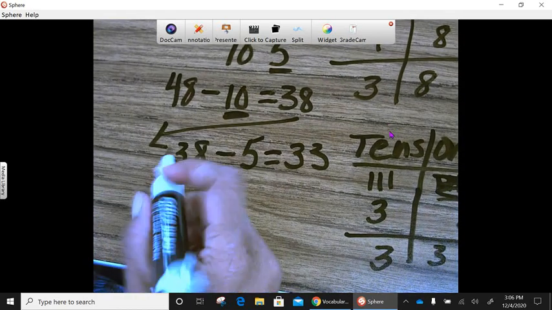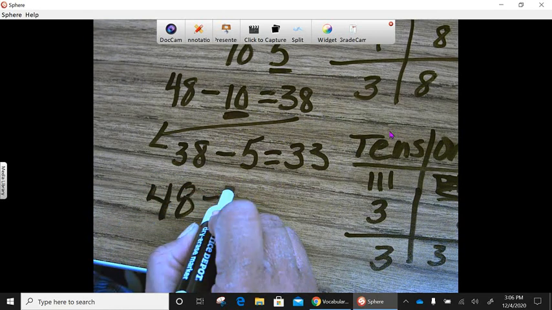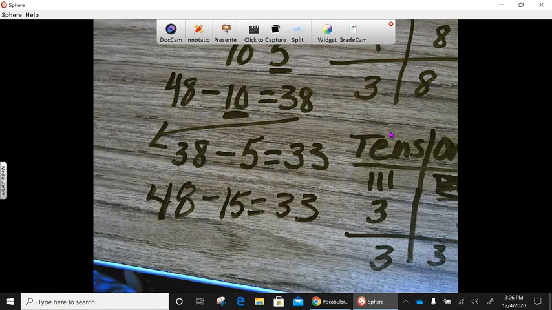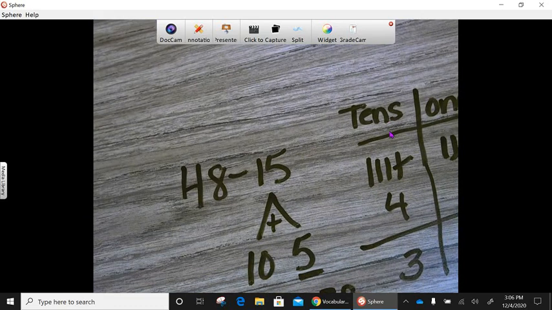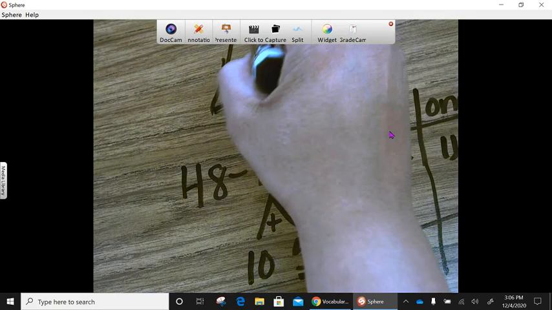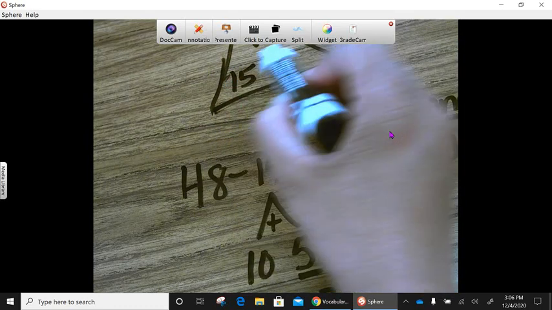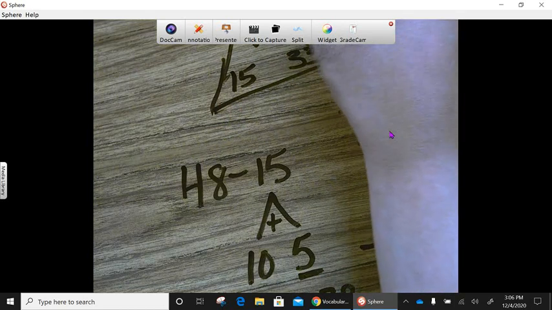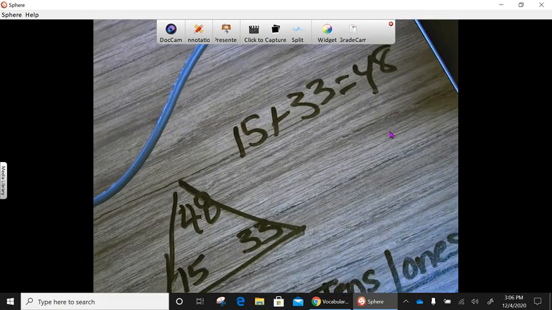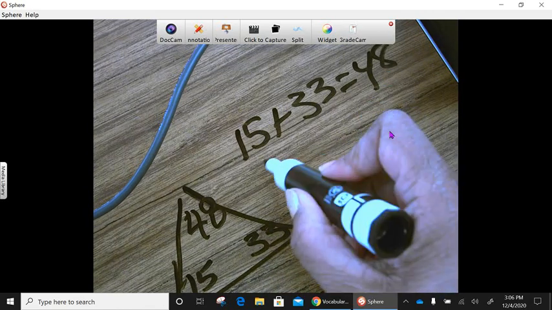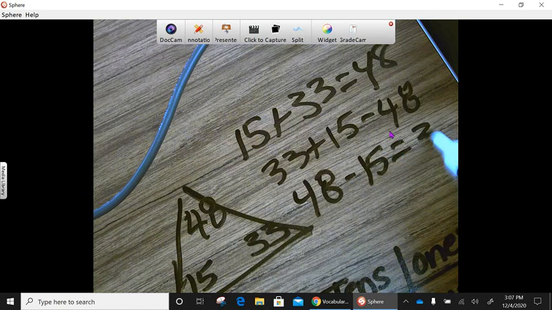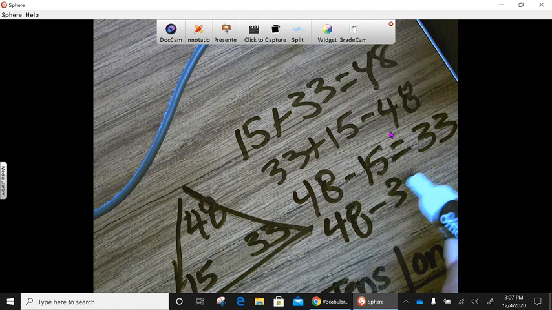So let's rewrite that equation one more time with the answer. 48 minus 15 equals 33. How can we check this? Let's go back up and take it a little bit further with the fact family. 48's at the top. If we have 15 over here and 33 over here, does that work for us? It's 15 plus 33, 48. Check your work. Is 33 plus 15, 48? Is 48 minus 15, 33? And is 48 minus 33, 15?